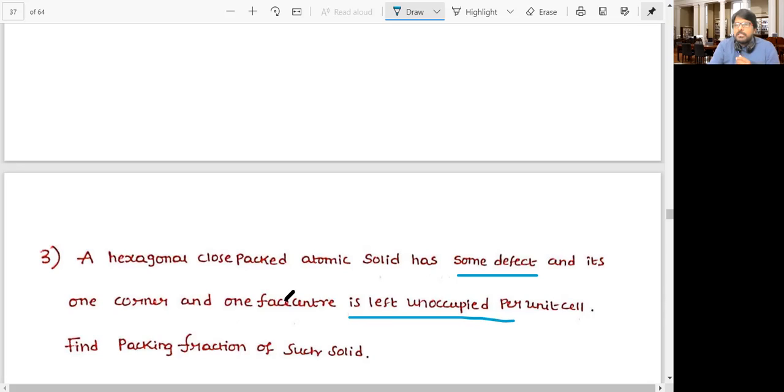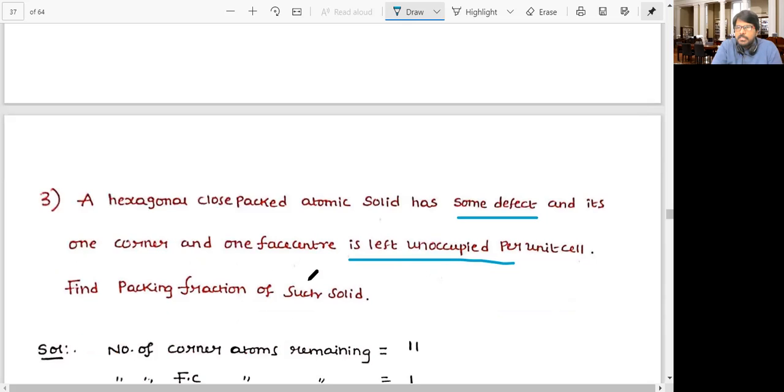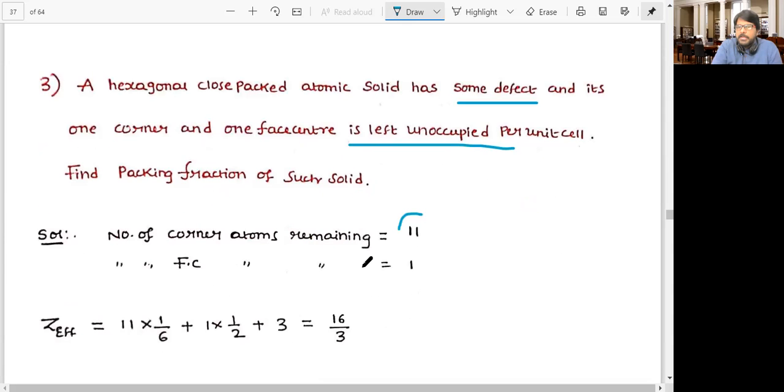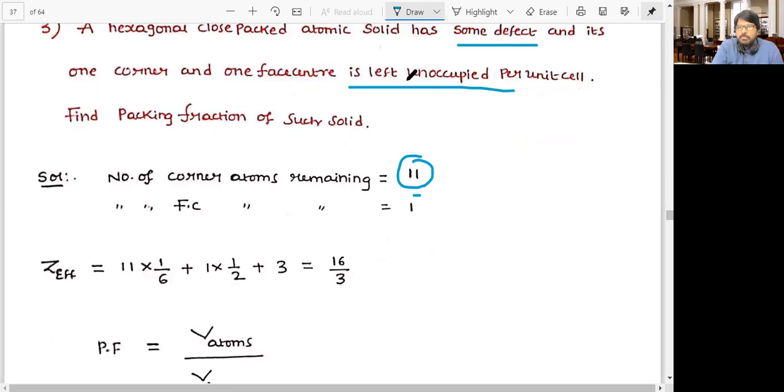How many corners are you expecting? 12. How many are missing? 1. So the number of corner atoms remaining is 11. Face centers: there are actually 2, but 1 is missing, so there is only 1 face center. He didn't say anything about the body center, I mean the 3 particles present at the body center, so they are not affected.